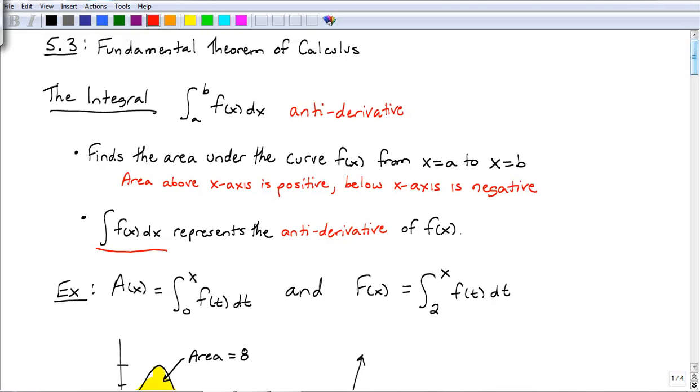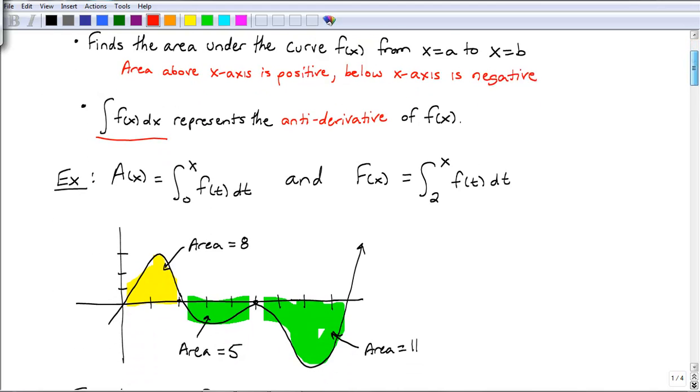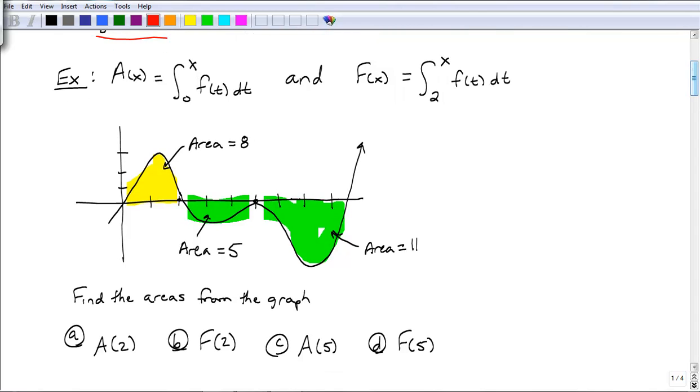So first we're going to look at this integral as an area under a curve. So I have two integral functions. I have A of x, where x goes from 0 to x of f of t, and F of x, which goes from 2 to x of f of t. So what F of x represents is start at 2 and go out to x and figure out what the area under the curve is.